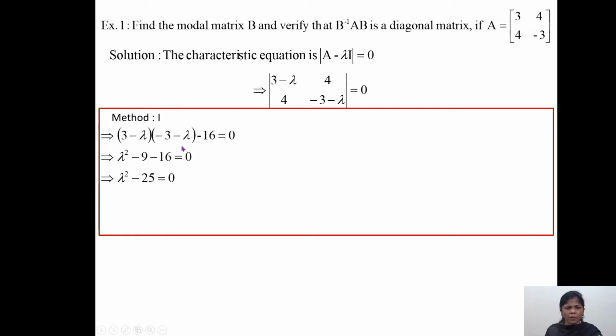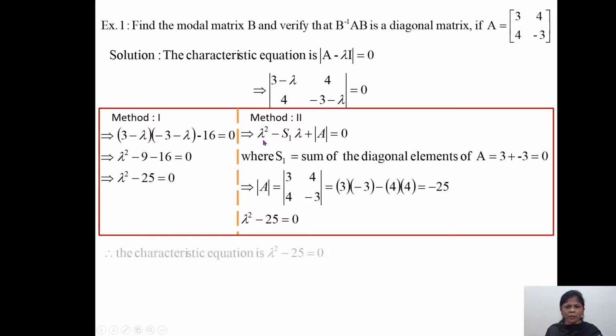So this is how we get the simplification of this determinant according to method 1, which is our usual process of solving any determinant. Now the next method is method 2, which is according to the formula which I have suggested in the previous slide. As it is a 2 by 2 matrix, we write lambda square minus S1 lambda plus determinant of A equal to 0.